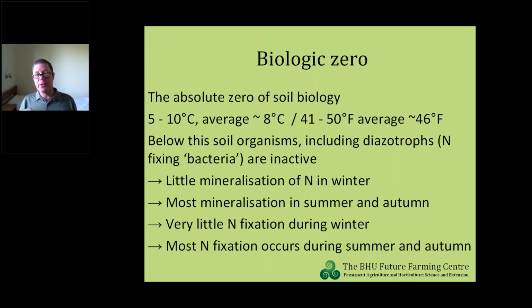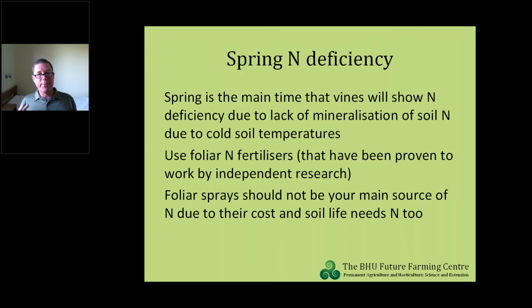Most mineralization happens in summer and autumn. And conversely, there's also little nitrogen fixation in winter, depending on your soil, winter soil temperatures. Most fixation is going to occur during summer and autumn. So what this results in, particularly in organics, where we're not using mineral fertilizers early on in the year, is we see massive nitrogen deficiency in early spring when the plants are starting to grow because the atmosphere is warm but the soil's too cold to release mineral nitrogen from organic matter or fix it, and so the plants are deficient.